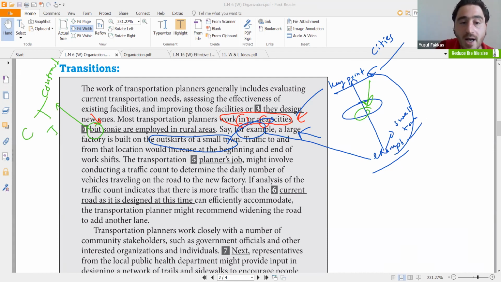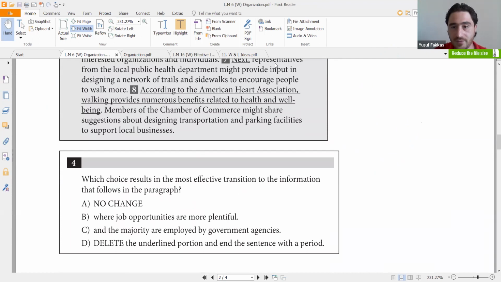Let's continue. Some are employed where? In rural areas. Rural areas, again, it means the countryside. So does this part of the sentence provide me with a smooth transition? Yes, it does, right? Let's just see, what if I choose something else? First of all, remember, I'm going to just write it here. You ended the first part talking about cities, but you give the example about a small town. And the transition that they gave us in option A, talking about rural areas.